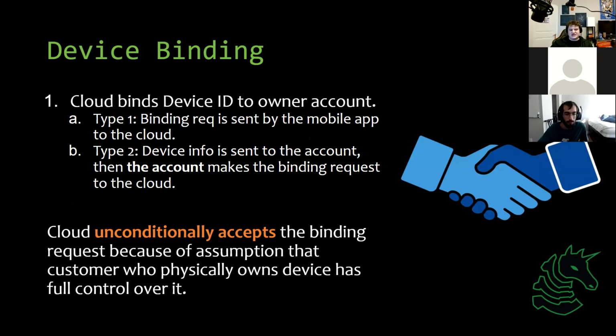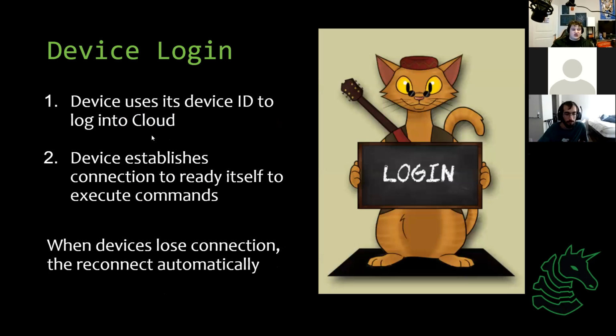For type 1, binding is sent by the mobile app, and for type 2, it is sent to the account, and then the account makes the binding request to the cloud. Really interestingly here, and this might become a problem later, the cloud will unconditionally accept binding requests because of the assumption that the customer has physical access to the device, and therefore they have full control over the device itself, which is interesting.